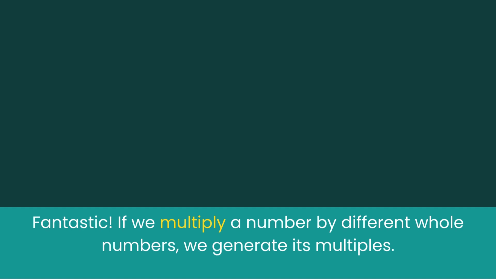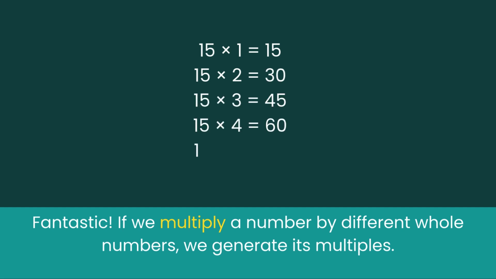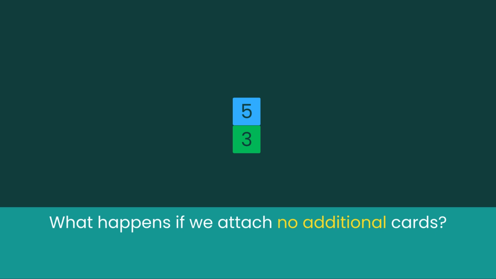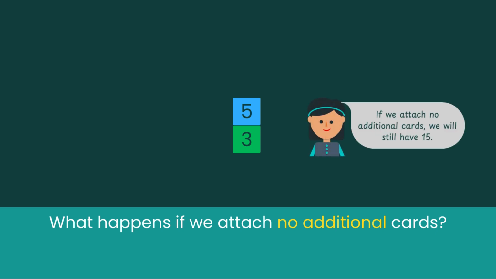Fantastic! If we multiply a number by different whole numbers, like 1, 2, 3, and so on, we generate its multiples. In other words, building multiples of any number involves attaching more prime cards to the original number. Now, let's dive into creating its multiples. What happens if we attach no additional cards? Pause and visualize. Exactly. We still have 15.